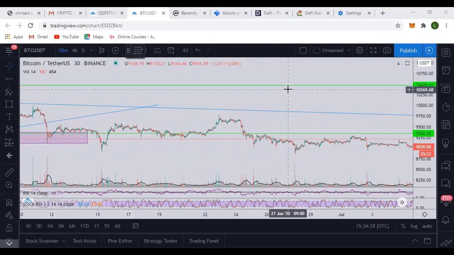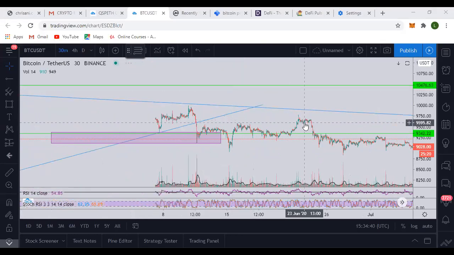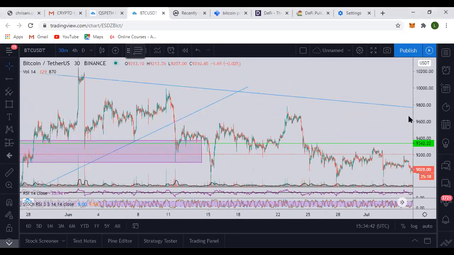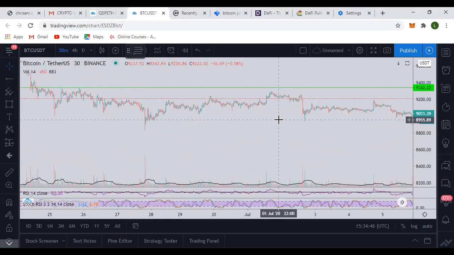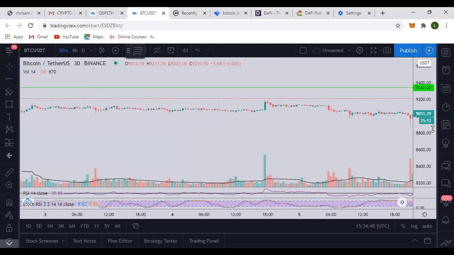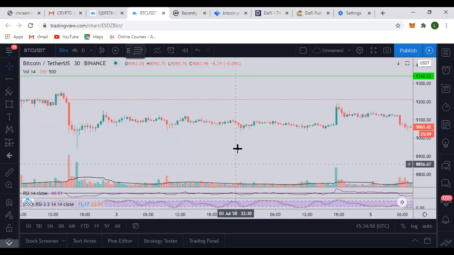Sorry for that, guys. So the next one I've explained is support. The next thing I'll show us is resistance. Let me use this. This is 30 minutes.